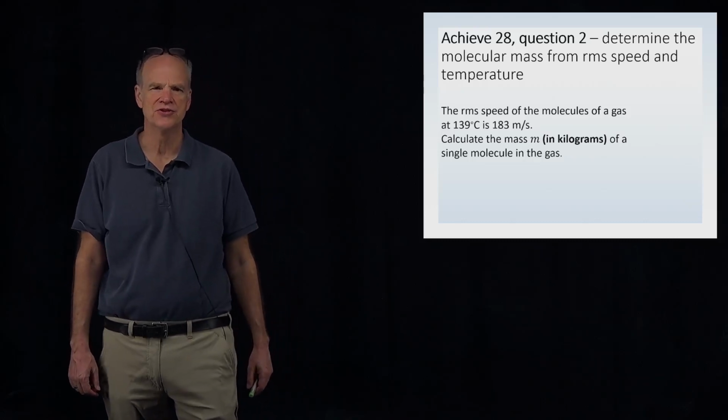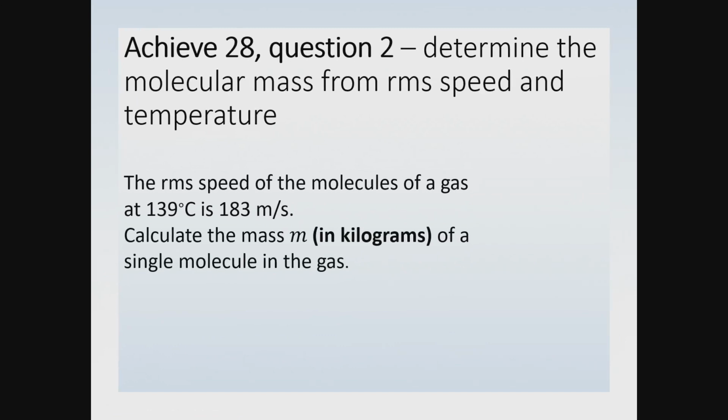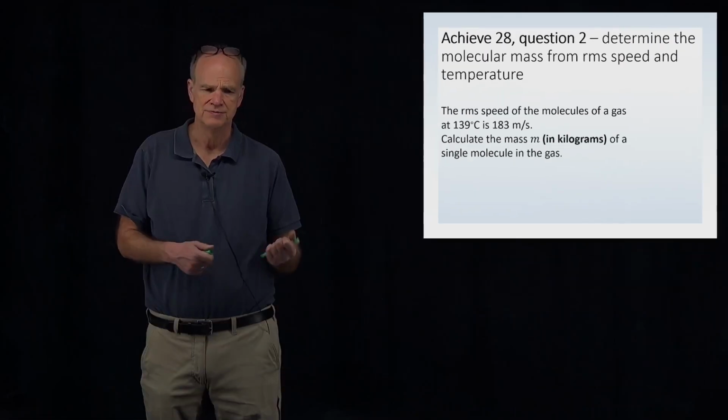If I can increase the slide. So the question reads as follows. The RMS speed of the molecules of a gas at 139 degrees Celsius is 183 meters per second. Calculate the mass in kilograms of a single molecule in the gas. Okay, if I can lower the slide.